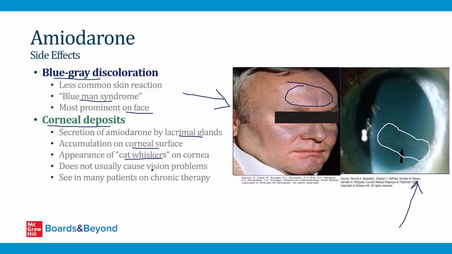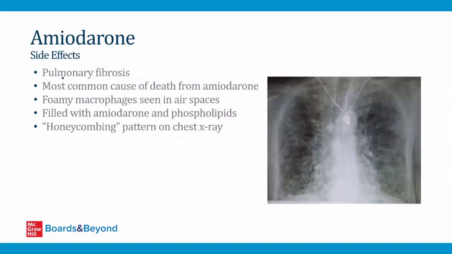Now, this usually does not cause any vision problems. It's seen in patients on chronic therapy, and usually you don't need to take any action if you see this. It's just an expected finding in a person who is taking amiodarone. The most feared side effect of amiodarone is pulmonary fibrosis. This is how patients die from taking this drug.